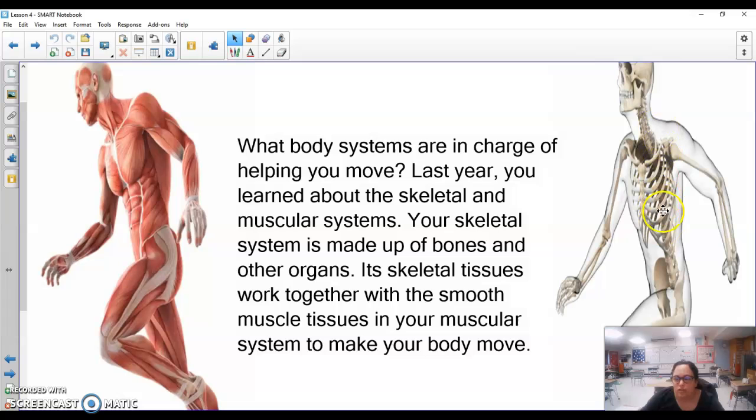Then you have your skeletal system. Think of a skeleton as made up of bones. It is made up of bones. Your bones are what give you the support to be able to stand up, to be able to sit straight. If we didn't have this system, we would be a big glob of glue. It would be like just a big glob on the floor.